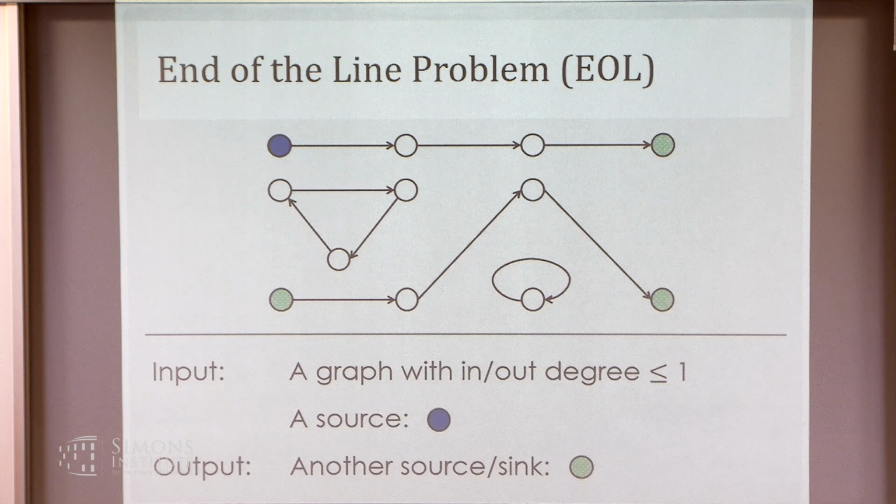How do you know there's only one? Is there only one source and one sink? No, so there may be many sources and many sinks, as is the case in this problem, and any of them would be a valid solution to the problem. It doesn't have to be the end of the line you started on. That's very important. So the end or the beginning of any line is a solution to the problem.